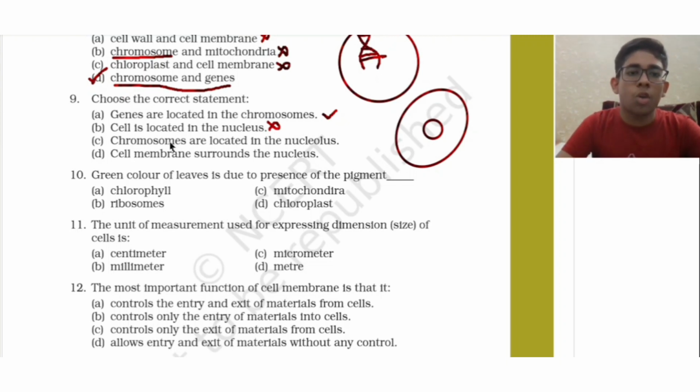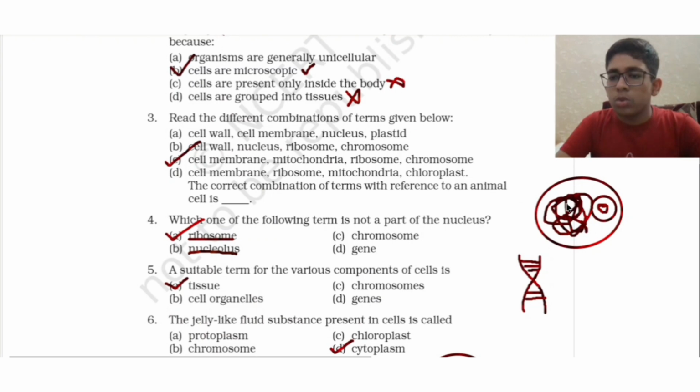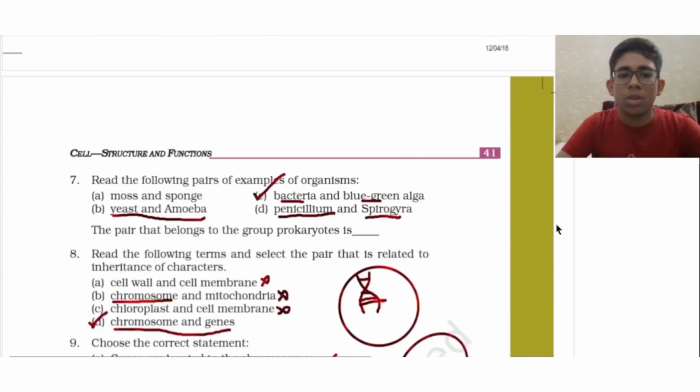Next option, chromosomes are located in the nucleolus. This is wrong because I showed you in this diagram that the chromosomes are in the condensed form of chromatin that are outside the nucleus. So this is also wrong.